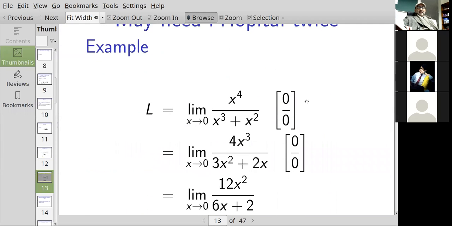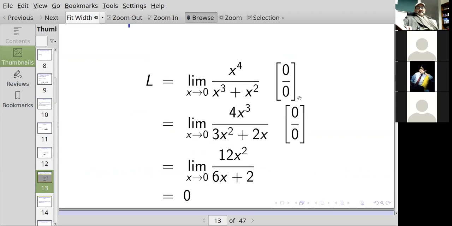Okay, so again, here's an example where it's used twice. The limit as x goes to 0 of x to the 4th over x cubed plus x squared. If I put in x equal to 0, I would get 0 to the 4th, which is 0. So the numerator would go to 0. And the denominator would be 0 cubed plus 0 squared, which is 0. So I would also get 0 in the denominator. So then I write in square brackets 0 over 0. And what I'm saying is that this is of the form 0 over 0.